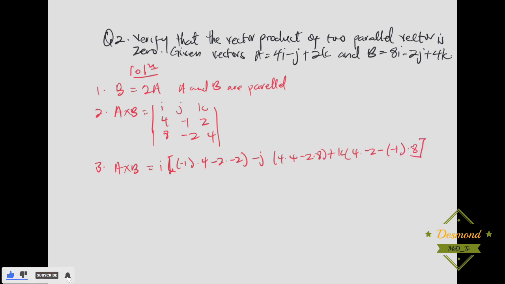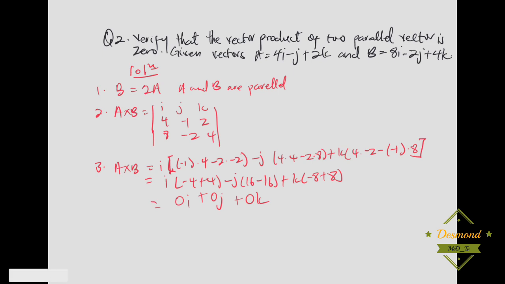Now when we simplify it, we should get i multiplying negative 4 plus 4, minus j, 16 minus 16, plus k, negative 8 plus 8. And when we do it, we should get 0i plus 0j plus 0k. And this is the answer for this question. Very easy. You can see this is very, very easy to do. Let's look at our third question.